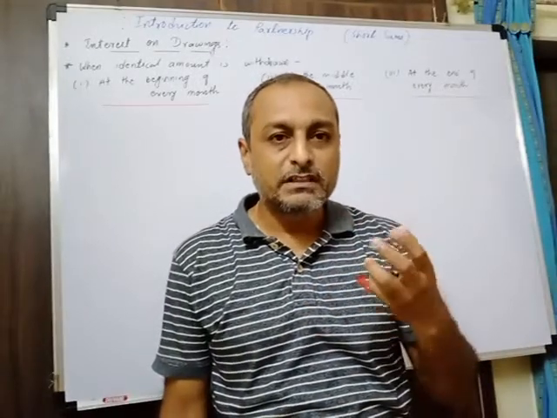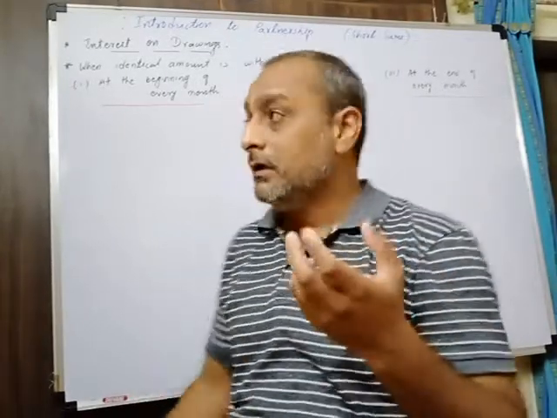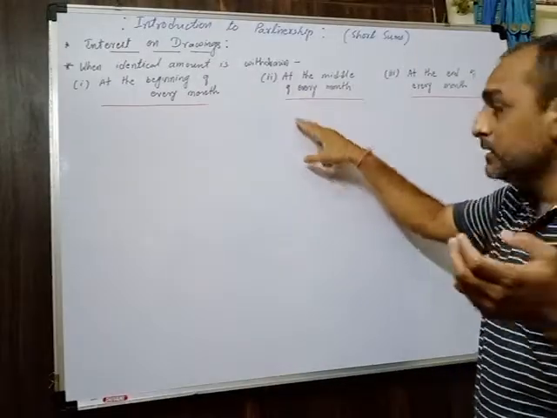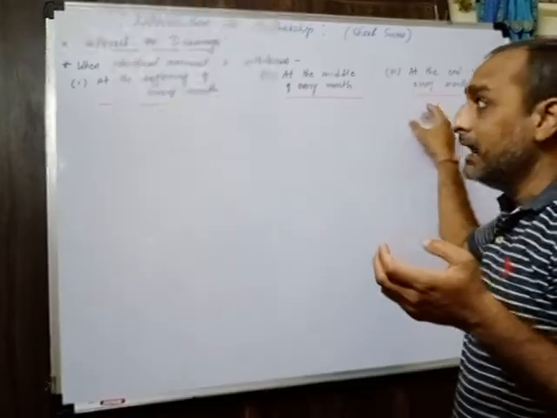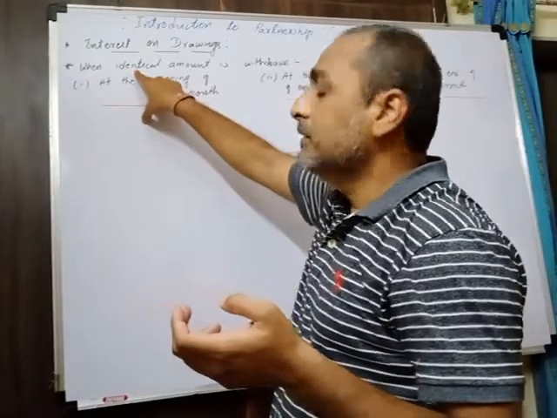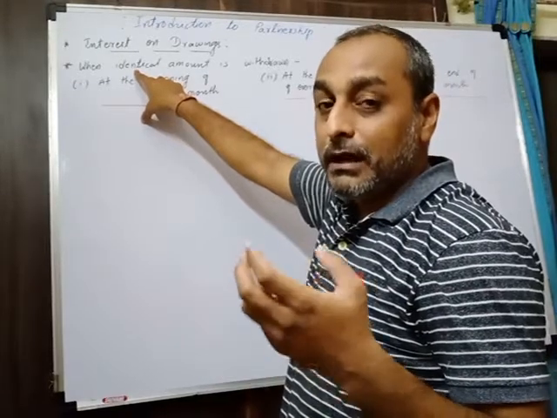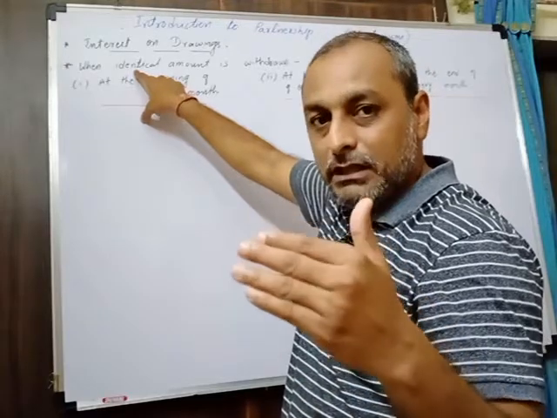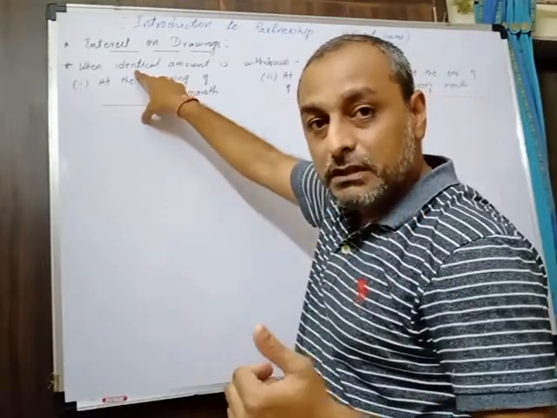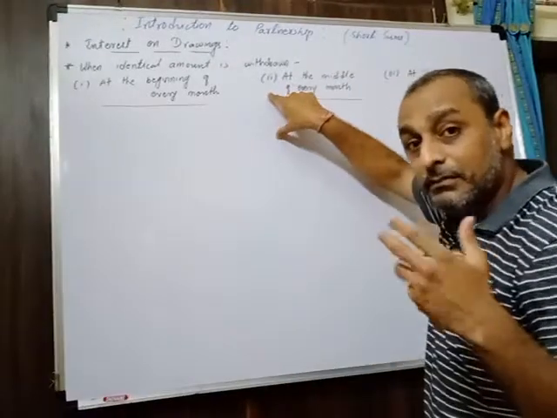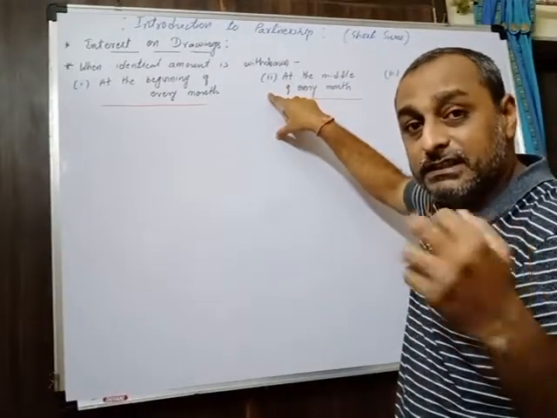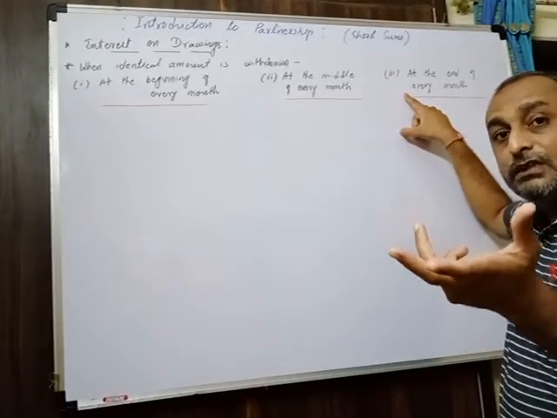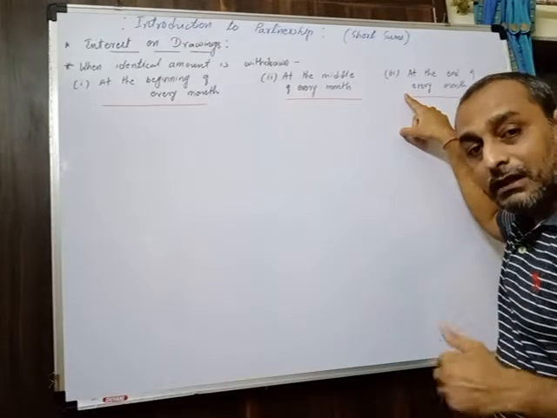But sometimes such drawings will be made by the partner at the beginning of each month, at the middle of each month, or at the end of each month, and an identical amount is withdrawn. This is the important thing: the partner is withdrawing a uniform, same amount every month, either on the first day of each month, in the middle of each month, that is on the 15th or 16th, or at the end of each month, that is on the 30th or 31st, or on the 28th or 29th of February.